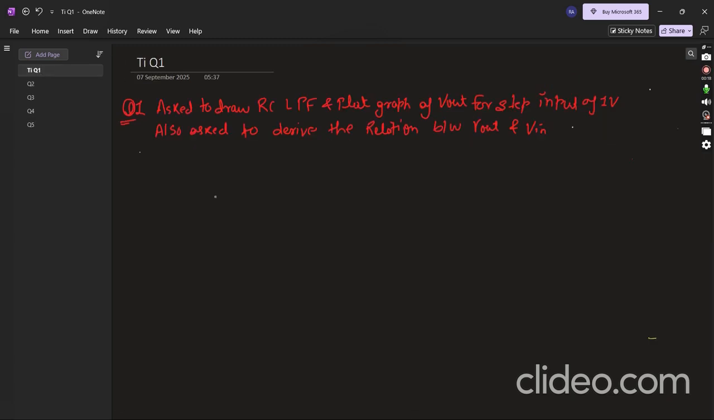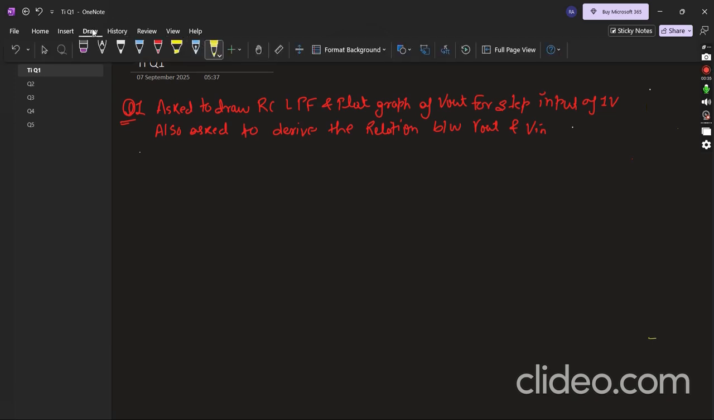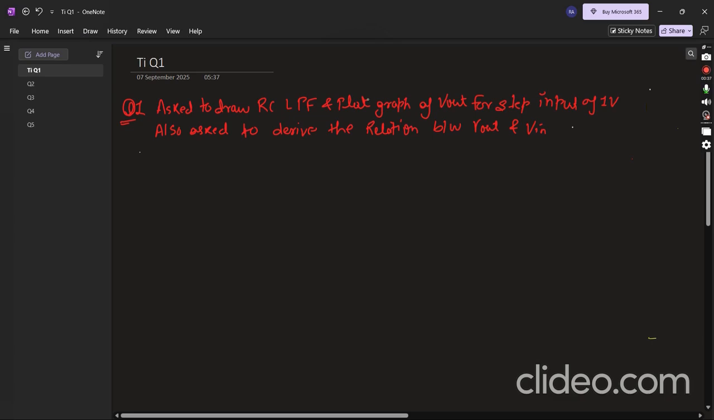In the first question, they ask to draw a low pass filter and note its step response, and also derive the relationship between V out and V in. So let's start the question. First of all, we have to understand what a low pass filter is.